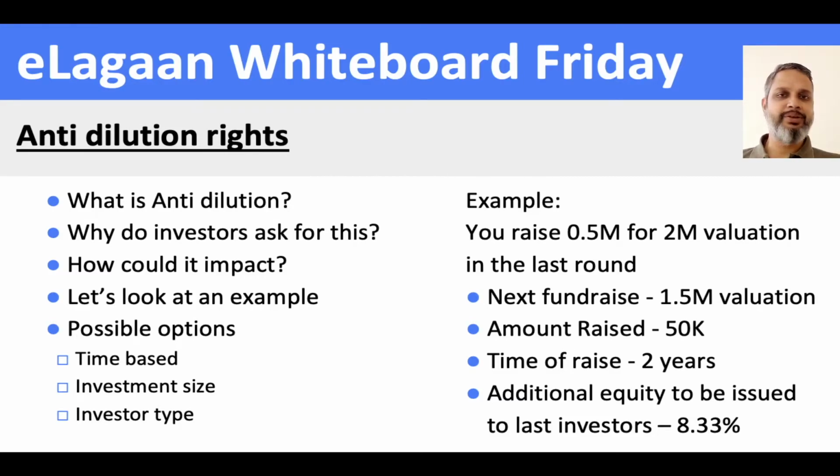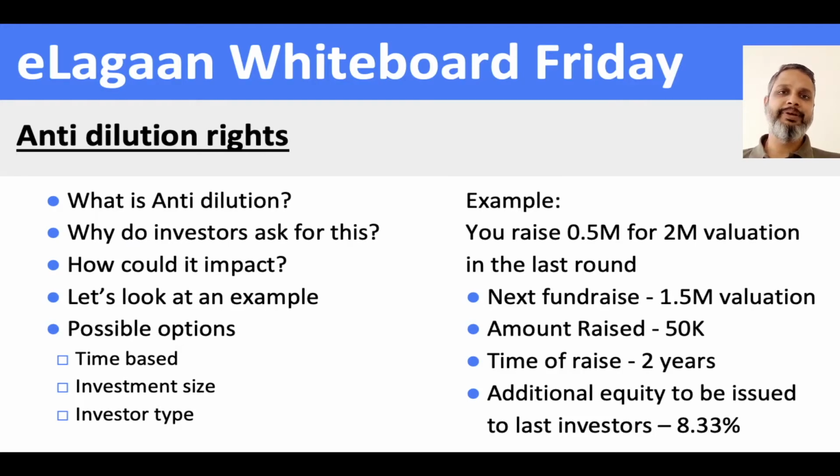If the valuation goes up, the investor benefits. If the valuation goes down, they don't get the benefit. So there should be some kind of a time frame that you could look at. It could vary anywhere between 2 to 5 years, depending on what stage you are in and what you think is reasonable, you could try to bring this dimension to the anti-dilution right.